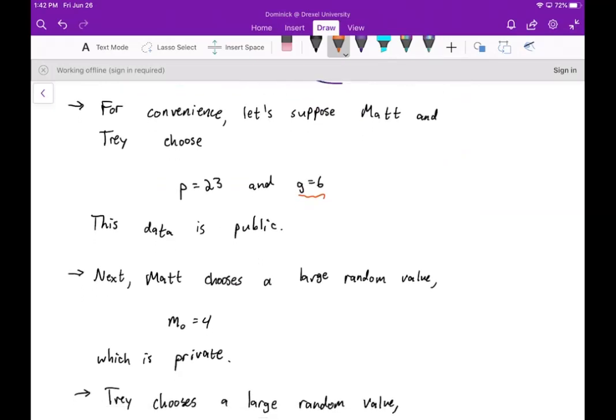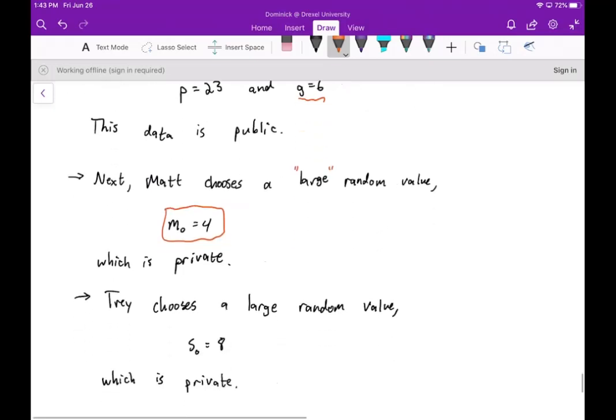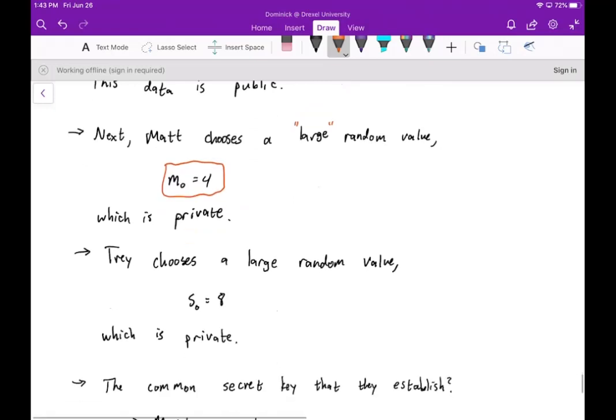Okay, now Matt chooses, and we'll put it in quotes here, a "large random value," because in here our large random value isn't really that large. This value is 4, and we're going to call this M sub 0. Now this is private. He hasn't shared this with anybody. He's just chosen this for now. Now Trey also does the same thing, chooses a large random value, and his value happens to be 8 in this example. And of course, this is private.